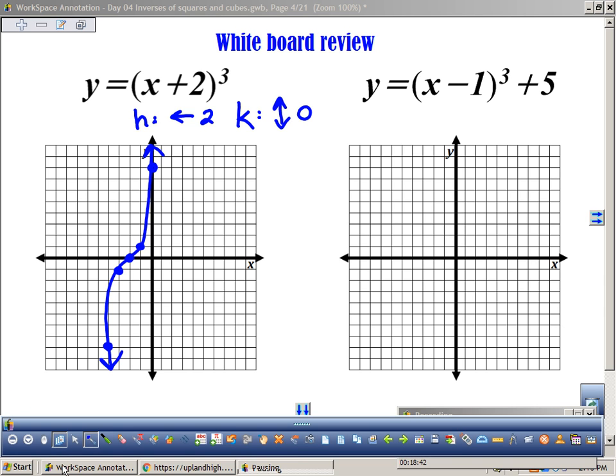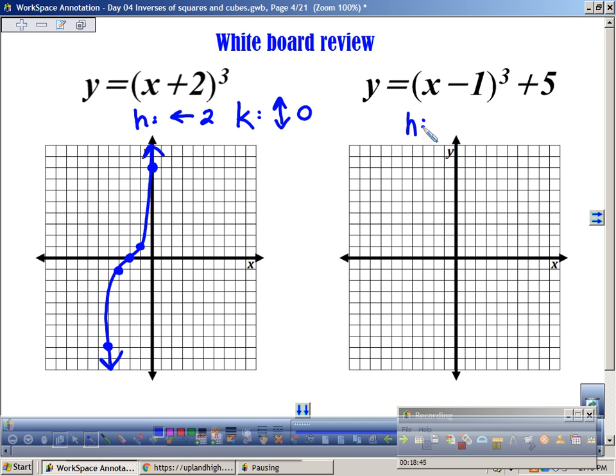Okay, we're talking about accuracy, Sina, right? Okay, so I know I need, what's my horizontal shift, Sina? What's my horizontal shift? What? 1, which way? To the right or to the left? To the right, good. And what's my vertical shift? 5 what? Thank you. So I'm going to go over 1 and up 5.